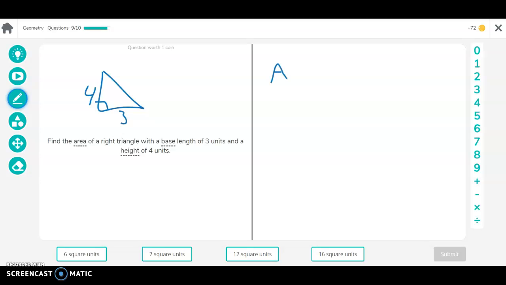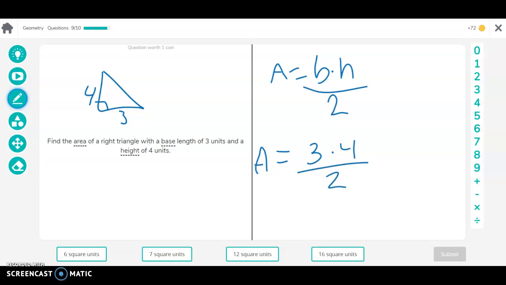So you know area equals base times height divided by 2. So we have base is 3, height is 4, divided by 2. Alright, so 3 times 4, this one's easy, we can do multiplication across first. 3 times 4 is 12 divided by 2, which is 6. So you're going to choose the one that says 6 square units, okay?